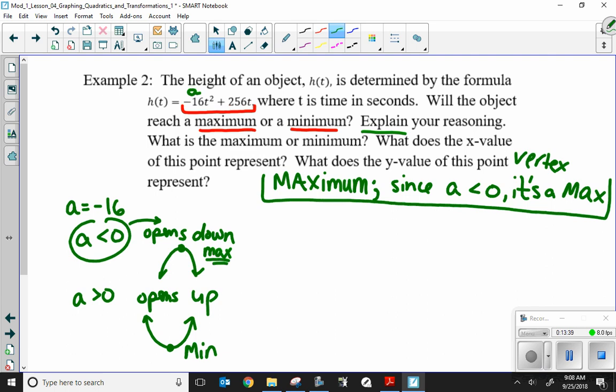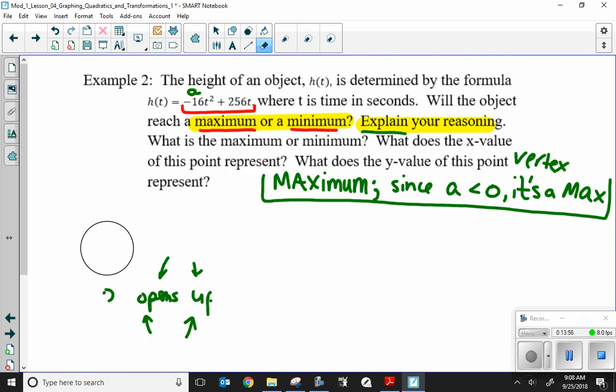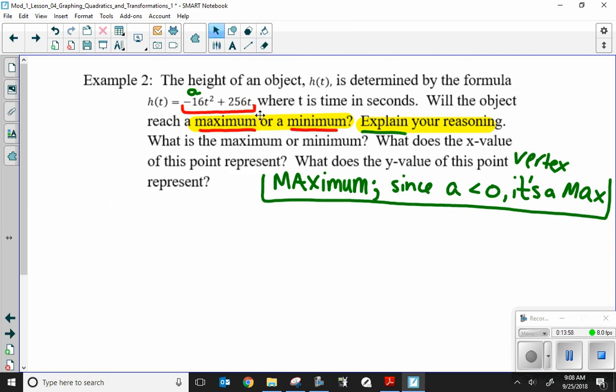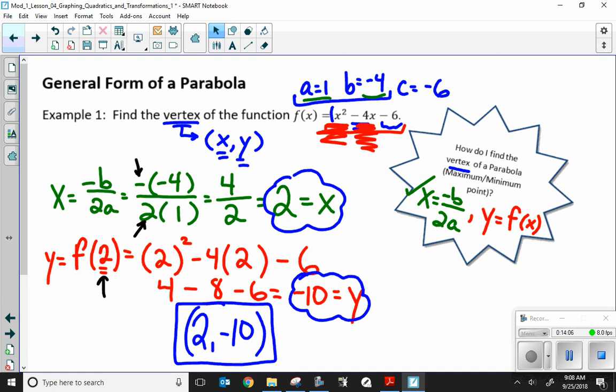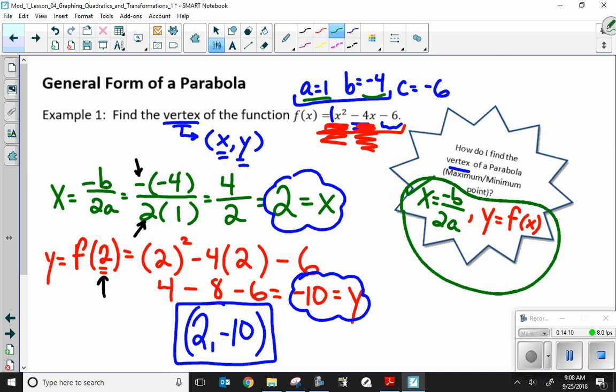So we did our 2 things here. We answered this one, is it a min or max? Done. We've explained our reasoning behind it. Done. So now I'm going to erase this writing on the left here. Now they're going to ask us, what is the min or max? We're going to do the same thing we just did here. We cannot forget this. When we got the general form, that's how we're going to figure out our vertex.